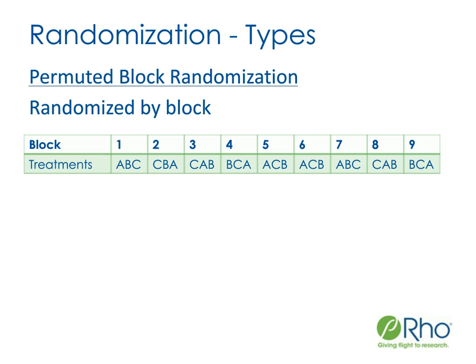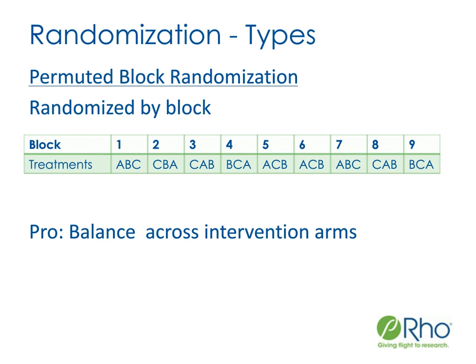To avoid this risk, we can use a permutated block randomization, where the treatment groups are assigned in a random order for each of several blocks. In this example, we have a block size of 3 and 3 different treatments. In each block, the order of treatments is randomly assigned. This method is very good at producing balance across arms. You can see here at the end of each block there will be the same number of subjects in each of the 3 treatment groups, A, B, and C.